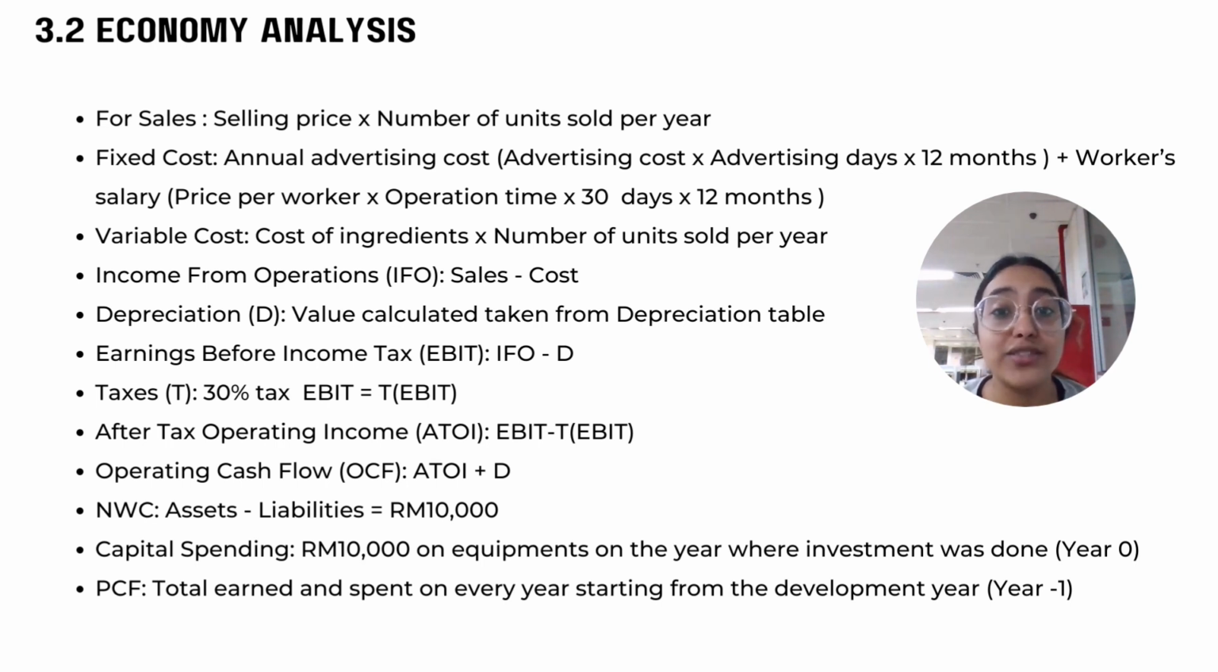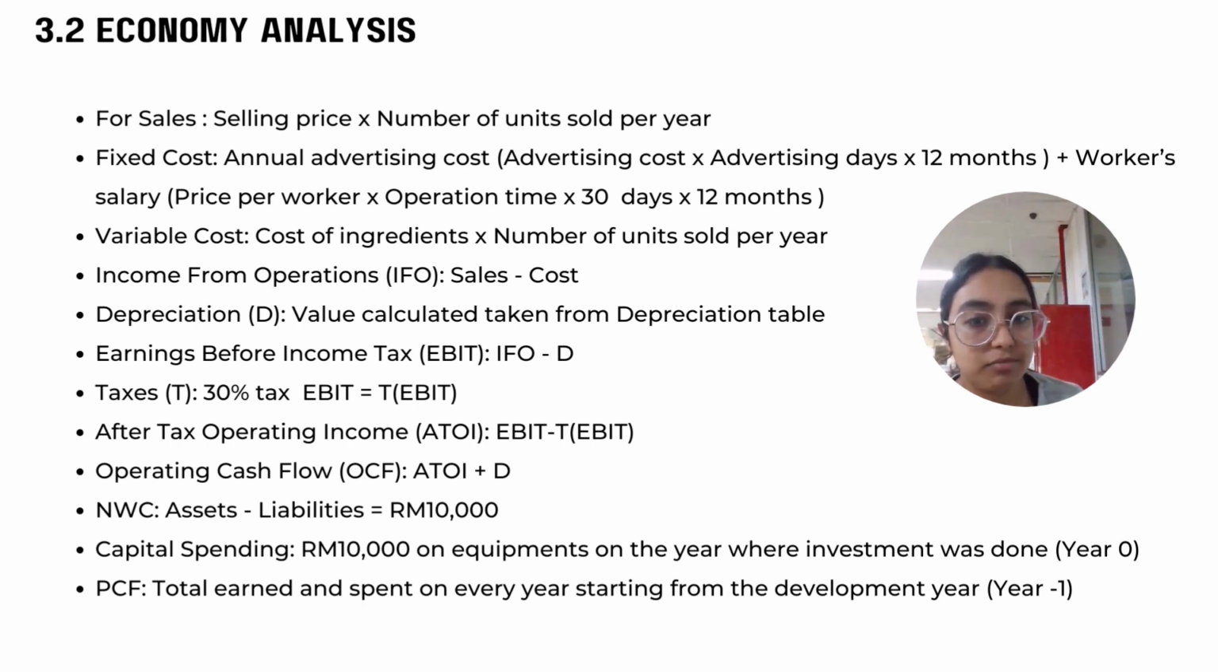Sales is the selling price multiplied by the number of units, fixed cost was due to the annual advertising cost and worker salary, variable cost was cost of ingredients multiplied by the number of units sold per year, income from operation was sales deducting cost, and depreciation was calculated based on the depreciation table that was shown in the slide on the right side. Earning before income tax was IFO minus D. Taxes is based on 30% tax at a bank rate of 5%. After tax operating income was EBIT minus T. Operating cash flow was R plus D.